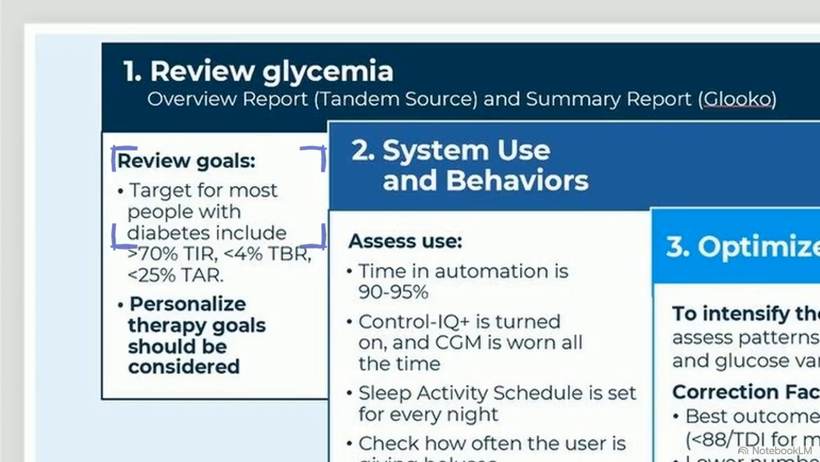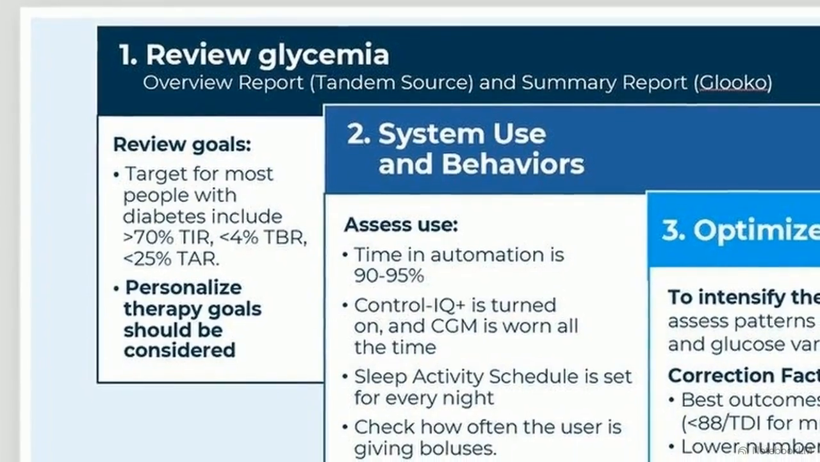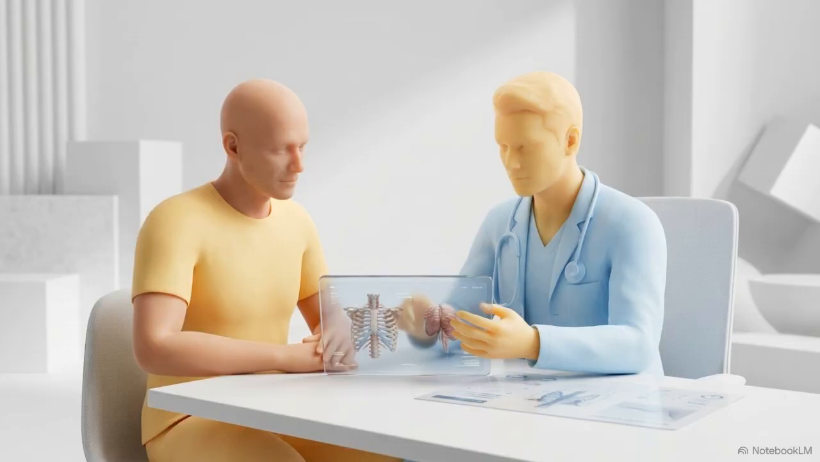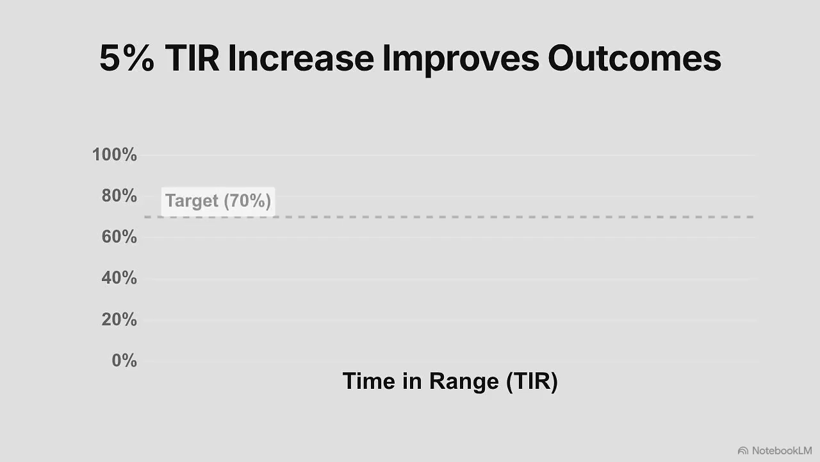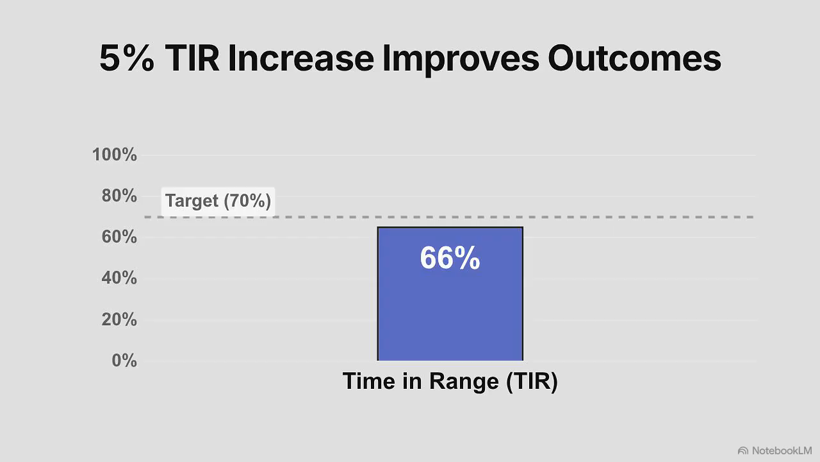We have to assess the core targets on the AGP to understand the patient's baseline control. The primary metric is time in range, or TIR. Our goal is for the patient to spend more than 70% of their time in the target range, specifically between 3.9 and 10.0 millimoles per liter. Sustaining this level correlates directly with an A1C of roughly 7%. We do not need to reach that 70% threshold immediately to see results. An absolute increase in time in range of even 5% is clinically significant for the patient's long-term outcomes.